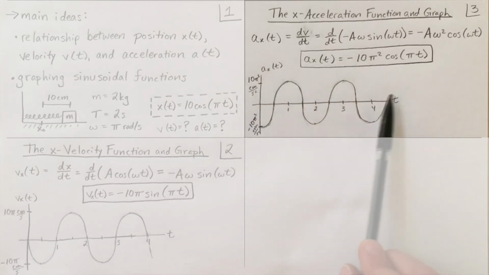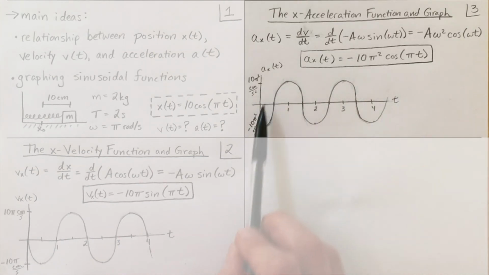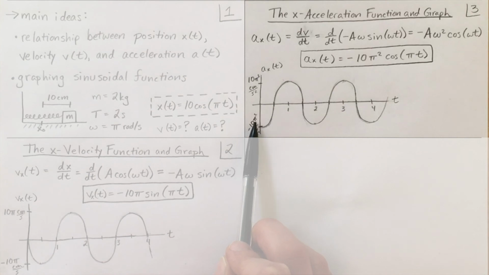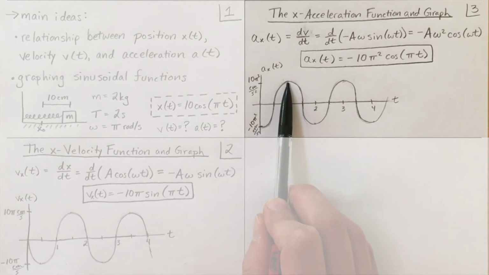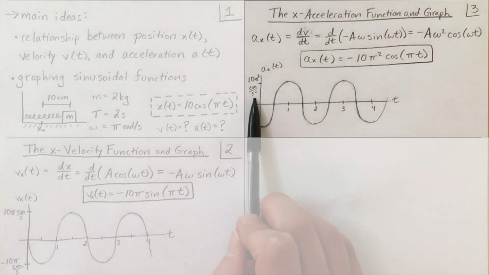We graph that function here, and we see that at time t equals 0, the acceleration is negative 10 pi squared centimeters per second squared, and oscillates between this value and the value of 10 pi squared centimeters per second squared.